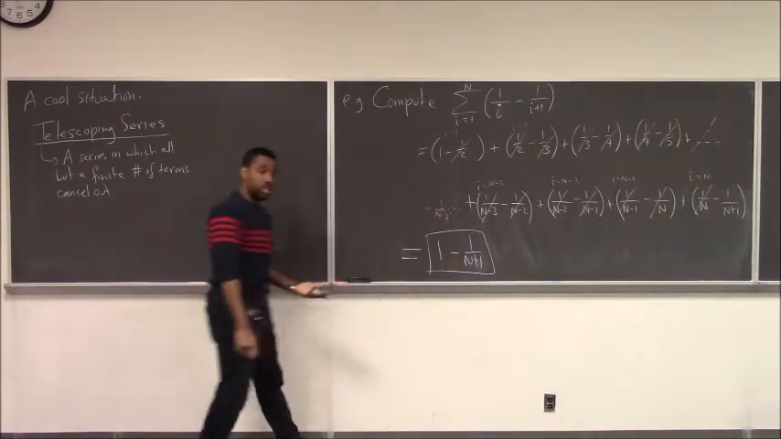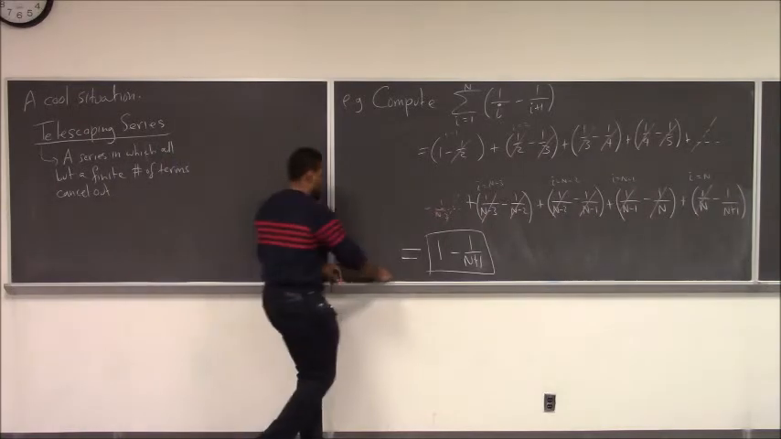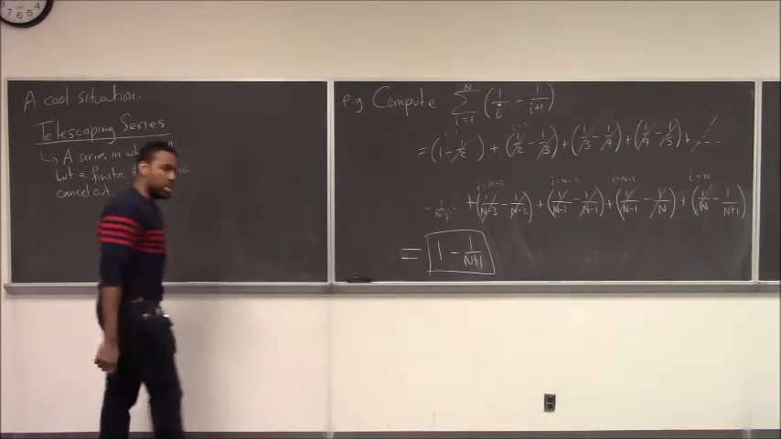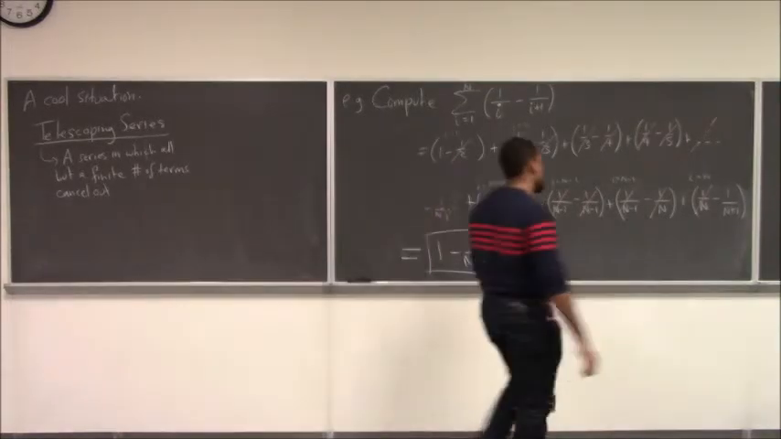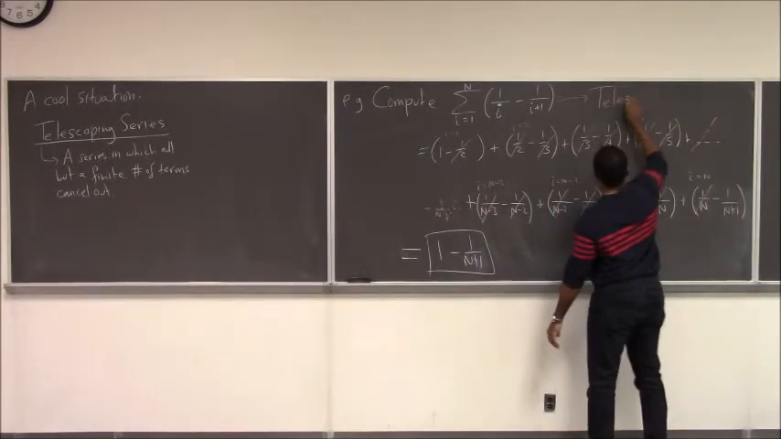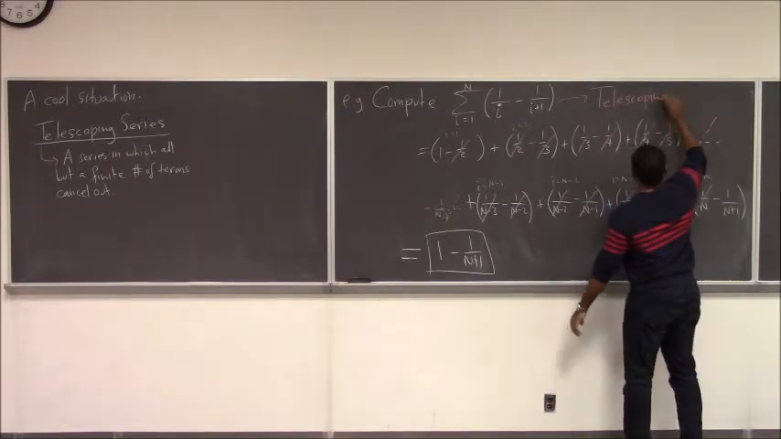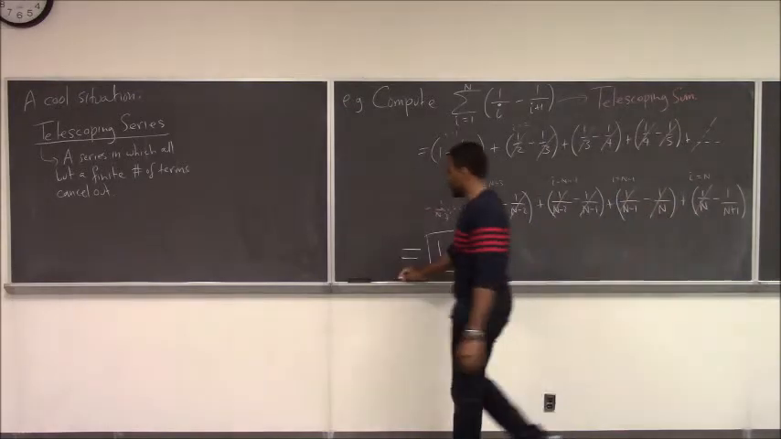Okay? This is called a telescoping sum, whenever you see a pattern like this, right? So you're summing a bunch of things, but they're just so off the form that they'll cancel themselves out. So this is an example of what's called a telescoping sum. You have really cool situations like that.